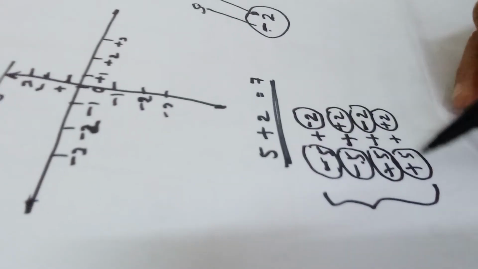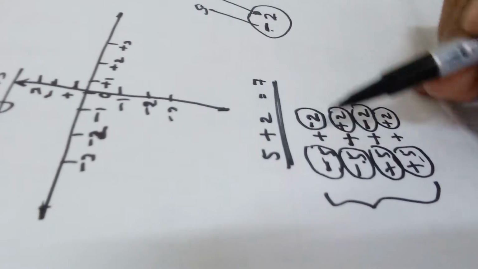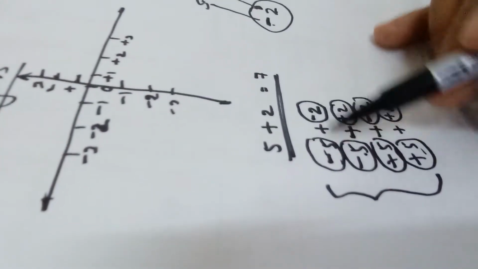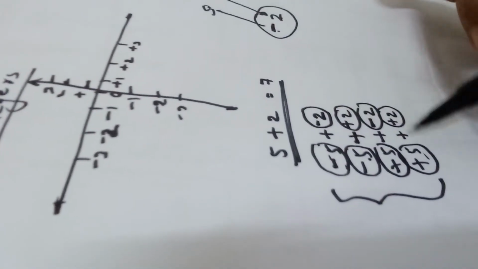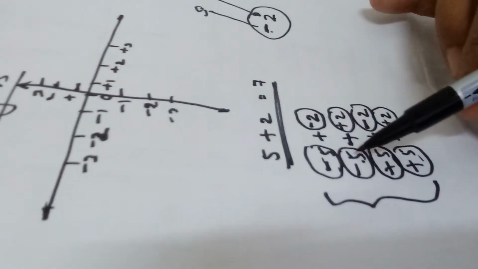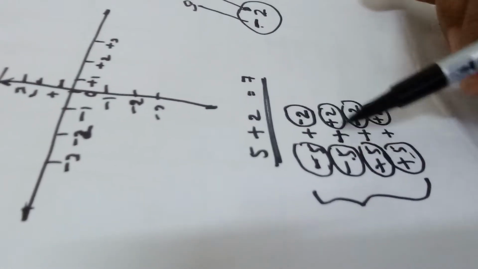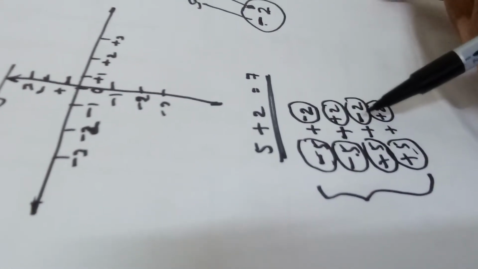The first and fourth examples are the same, meaning both have the same sign, not equal. Here is minus, minus. Here is plus, plus. In the second and third examples, look, there are different signs. Here is minus, plus. Here is plus, minus.